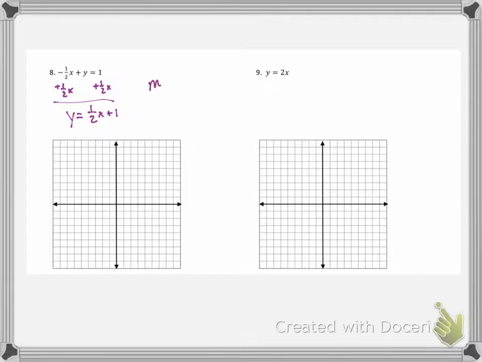Now that the y is by itself, I can identify my two main pieces: my slope of 1/2, my y-intercept of 1. I'll start at 1 on the y-axis, go up 1 to the right 2. And I can do that a whole bunch of times here. Or I could go down 1 and left 2 and still get the same slope. And there's my line.